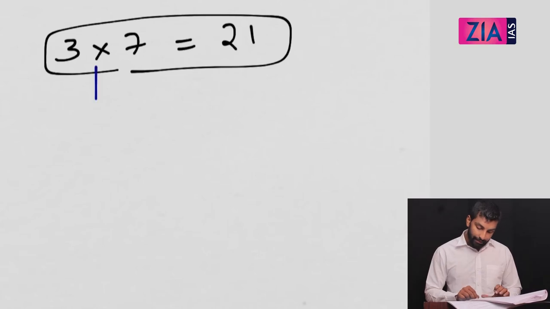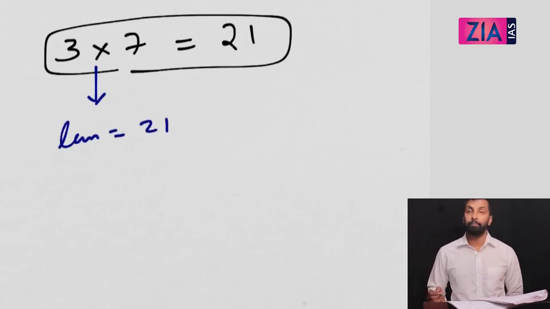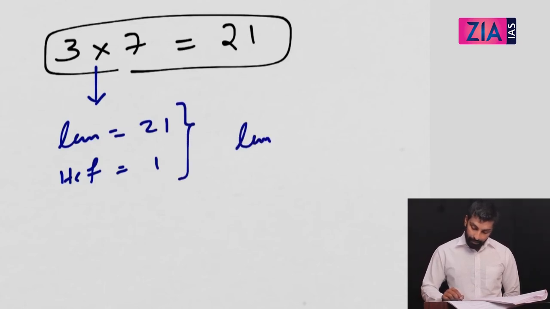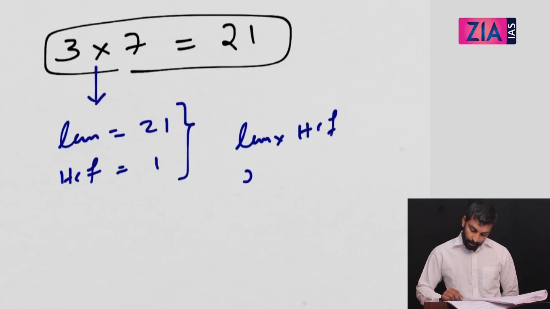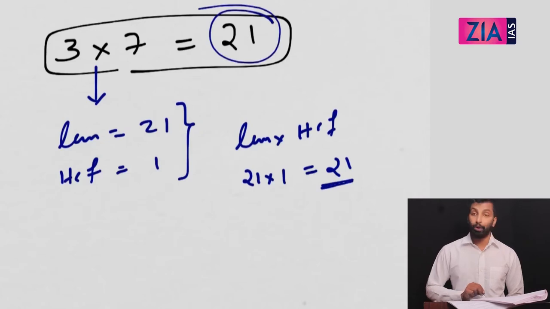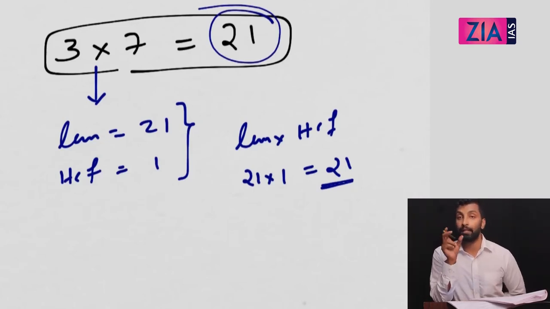Now if I ask you what is the LCM of 3 and 7? Between them there are no common factors, so LCM is equal to 21. Now if I ask you what is HCF of 3 and 7? You don't find any common factors, so you'll tell me 1. Now the point which I need to tell you is, if you multiply LCM into HCF, what you get is 21 into 1, that is nothing but 21. We already got 21 here. That 21 is actually the product of the two numbers. So what you can conclude is that the product of two numbers is equal to LCM into HCF.